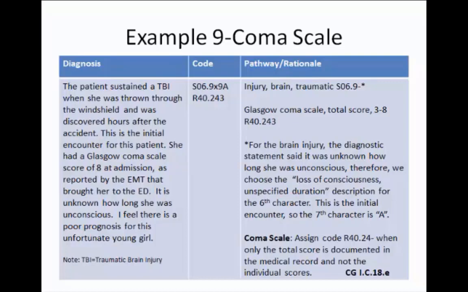I've walked you through how we get those codes, and the Glasgow Coma Scale with a total score. In this case, her total score was 8. It falls within the range of 3 to 8. And when you look in your alphabetical index, you'll see the range is there. The lower the score, the poorer the outcome. Because in the diagnostic statement we were told we don't know how long she was unconscious, we have to choose the loss of consciousness unspecified duration description for the 6th character, and the 7th character is A for our S06 code.